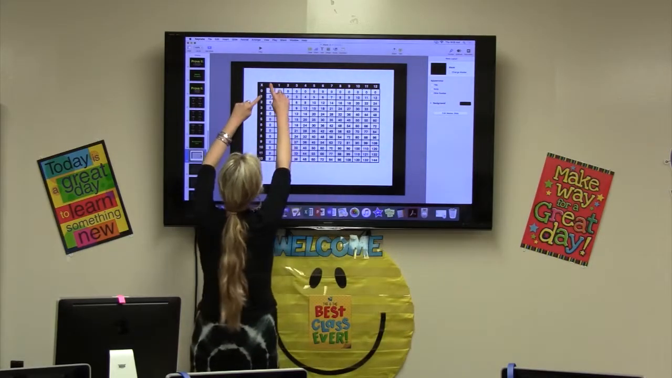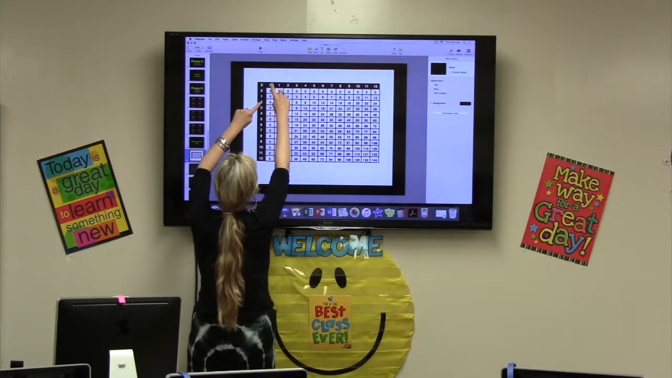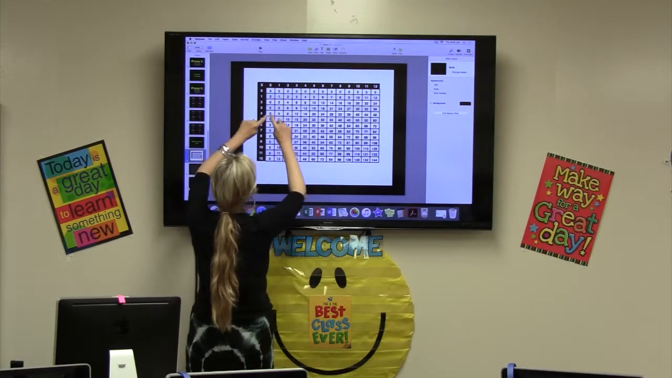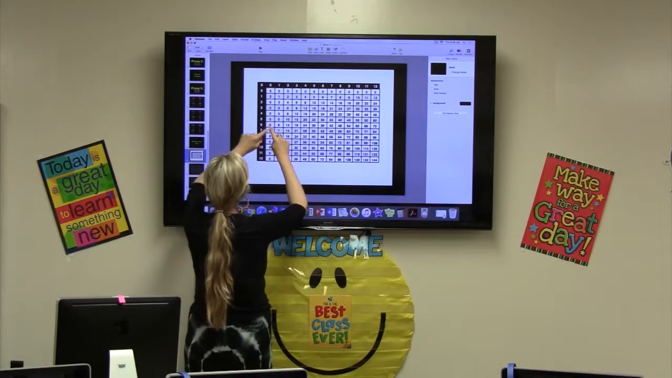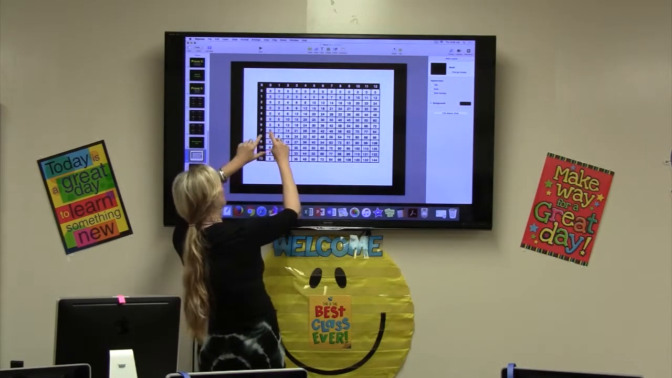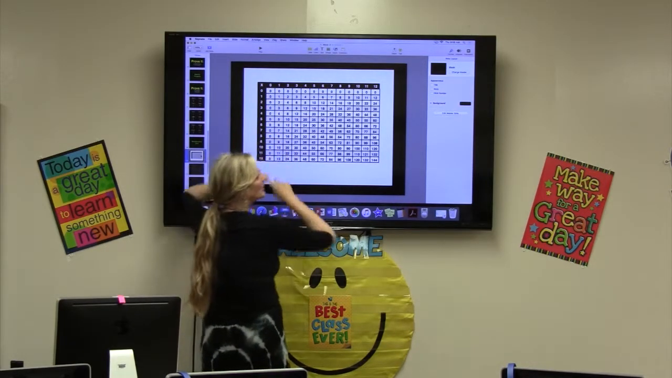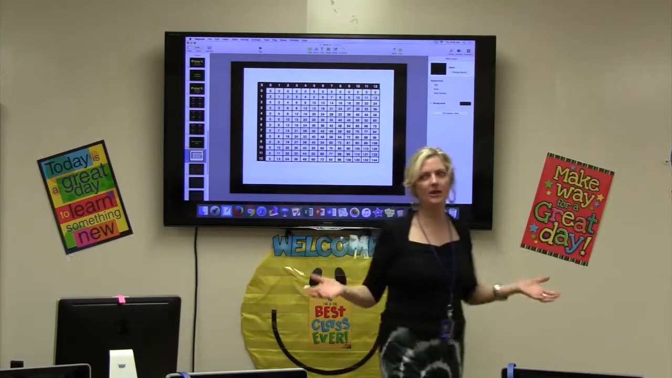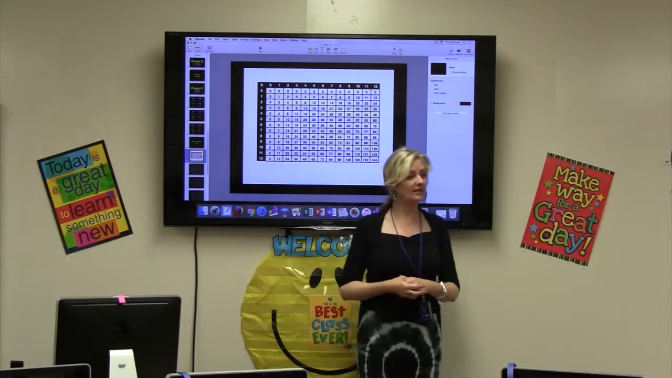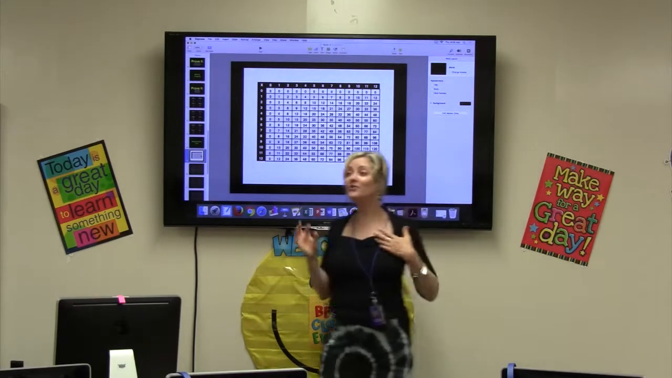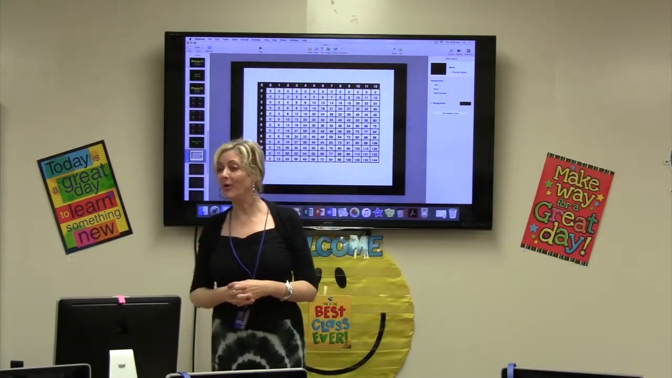0 times 0, 1 times 0, 2 times 0, 3 times 0, 4 times 0, still 0. 5 times 0, still 0. 6 times 0, still 0. 7 times 0, still 0. 8 times 0, still 0. Okay? Still 0. So this represents zero property. Do you see it? Okay? It also represents identity property.